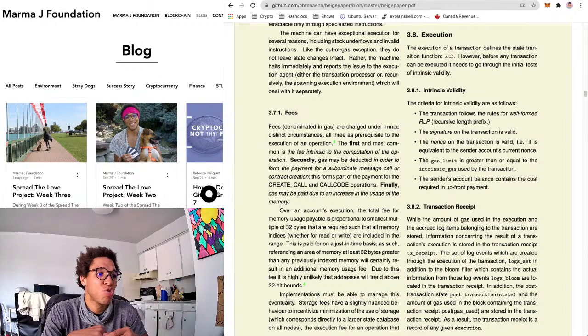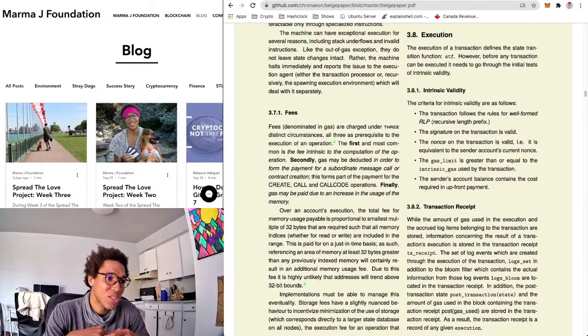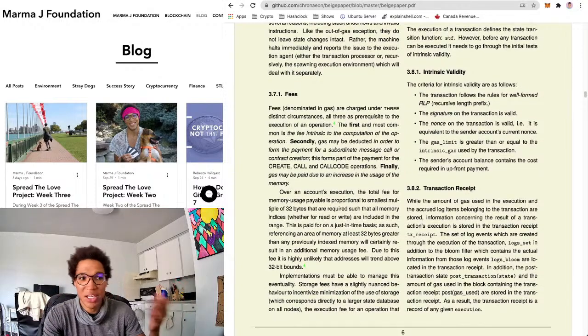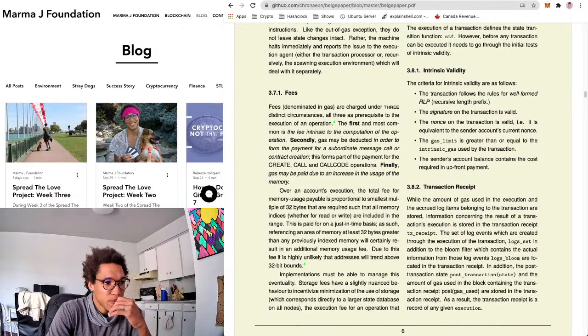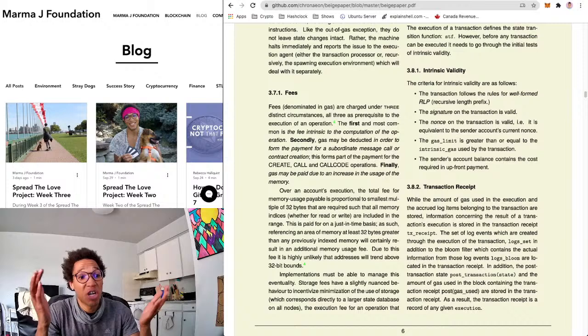Finally, gas may be paid due to increase in the usage of the memory. Don't know what that means. Maybe just to speed up your transaction, but that's not just to pay a miner. I don't really know what that means. Maybe to increase your contract storage.